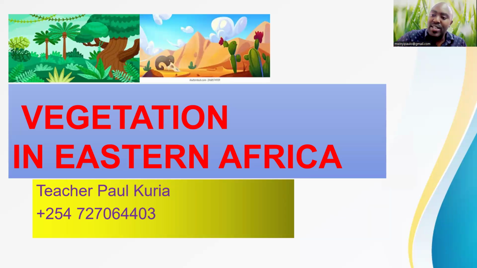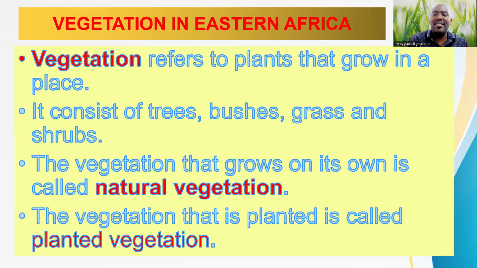And in our lesson today, we shall look at vegetation in Eastern Africa. Before we look at vegetation in Eastern Africa, let's start by defining the word vegetation. Vegetation refers to plants that grow in a given place.